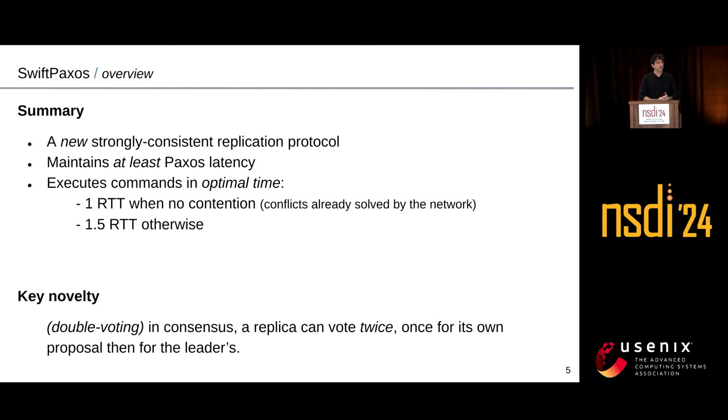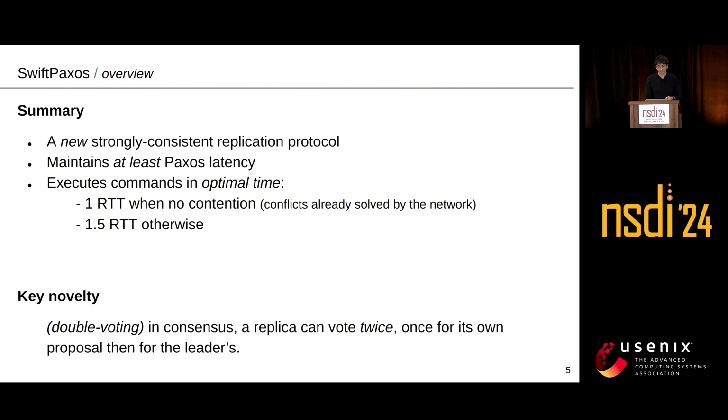SwiftPaxos is a new, strongly consistent replication protocol. It maintains at least the speed of Paxos. It executes commands in optimal time, in a single round trip, if there is no contention, that is, commands which are conflicting are received in the same order at the replicas. If this is not the case, it takes 1.5 round trips to execute a command.